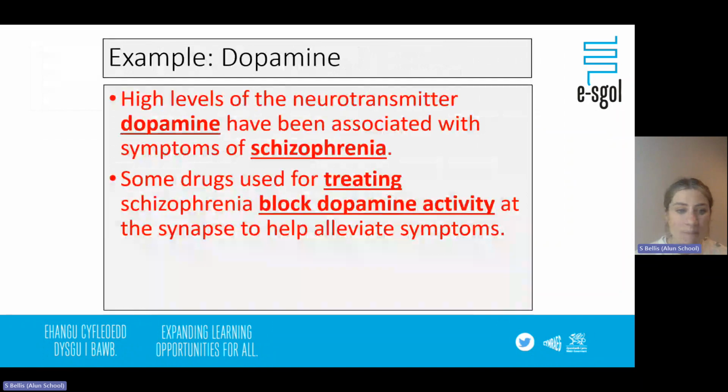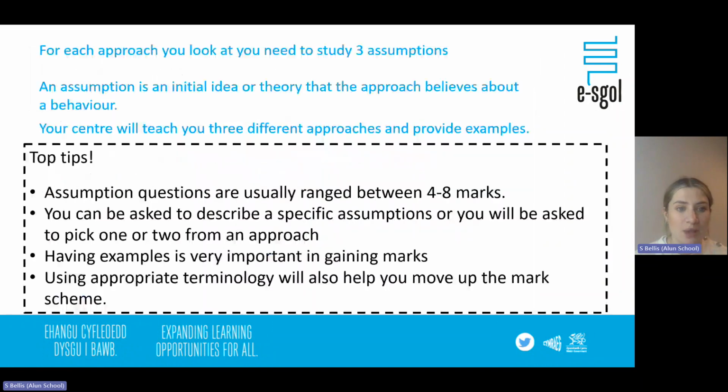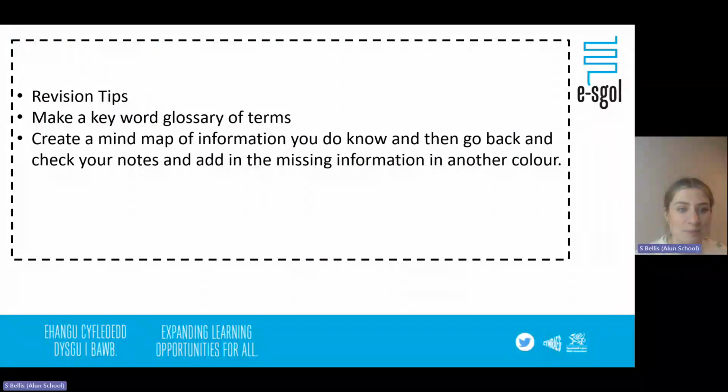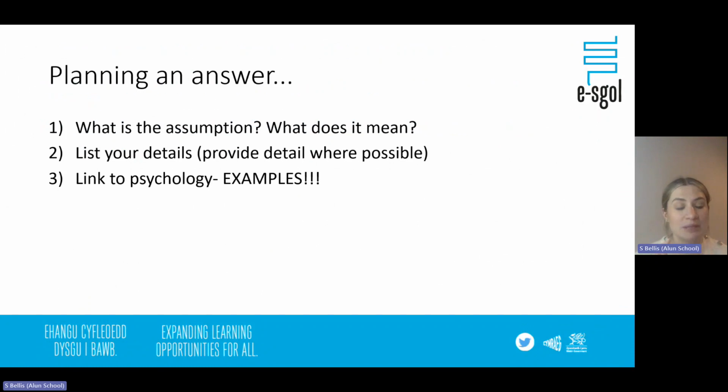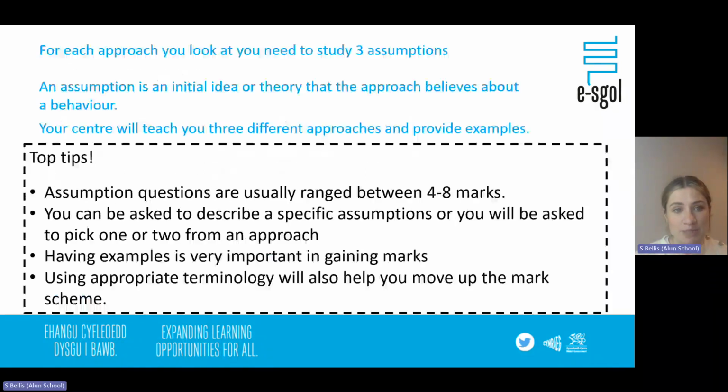Okay, let's go back to where we were. All right, so summing up what I was saying then, we're going to use this 3-point plan. Really, really easy, really, really simple. What is the assumption? What does it mean? List your details, provide details where possible, link to psychology, make sure you have an example. If you use that structure, it will really, really help you in these questions.